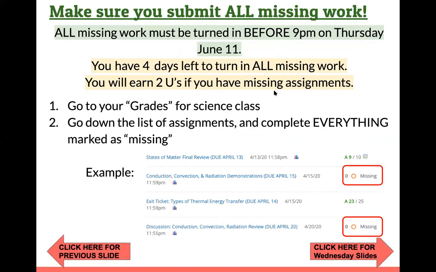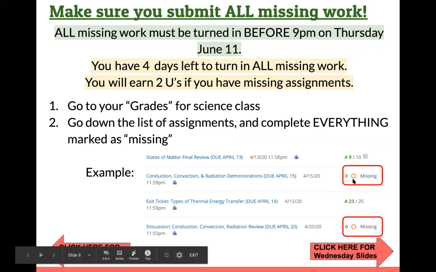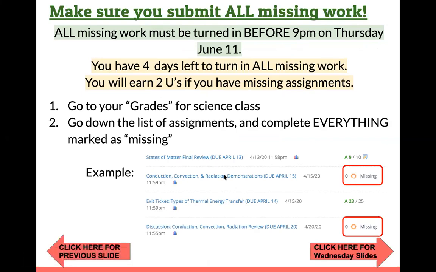How do you do your missing work? You go to grades for science class, and then you scroll through the long list of assignments. Anything marked missing, you click on the title, and then you do the assignment. So please work on doing that.